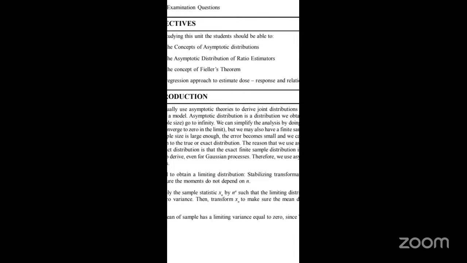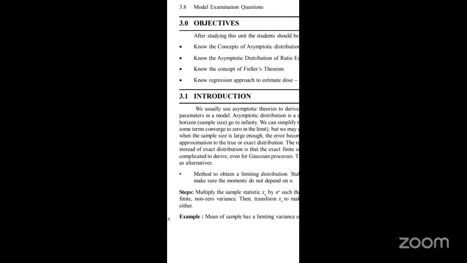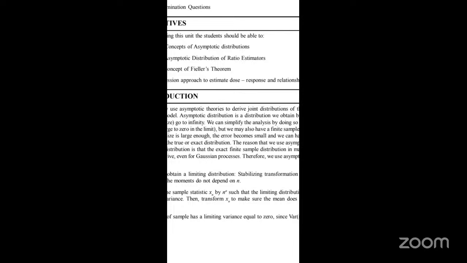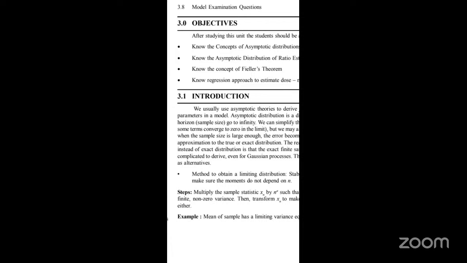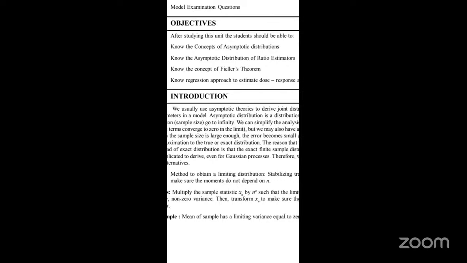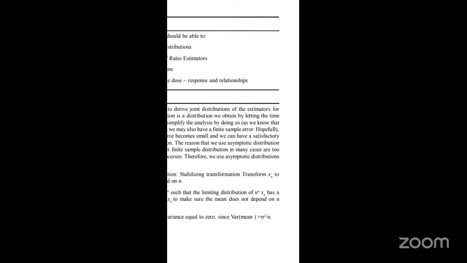A method to obtain a limiting distribution is the stabilizing transformation, where we transform the statistic to make sure the moments do not depend on n. Here, multiply the sample statistic Xn by n superscript a, such that the limiting distribution of n^a Xn has a finite non-zero variance. Then transform to make sure the mean does not depend on n either.